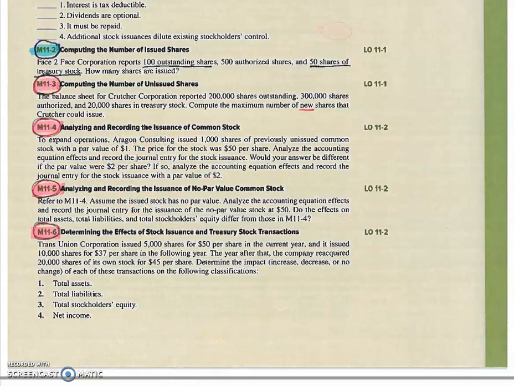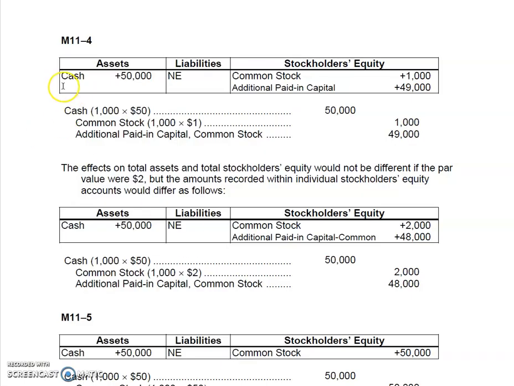So let me just go ahead and pull up the answer. Right here are the accounting equation effects, and notice the accounts involved are the same. The amounts over here are a little bit different between the $1 par and the $2 par, but ultimately the accounting equation effects are the same from a big picture standpoint. Cash increased by $50,000 in both cases. Stockholders' equity increased by $50,000.